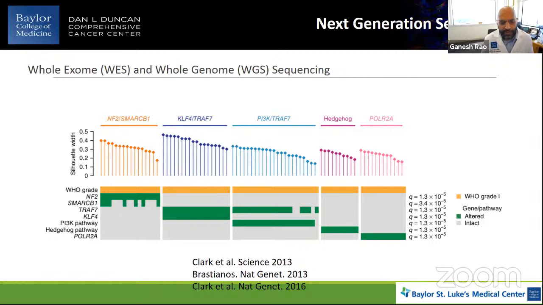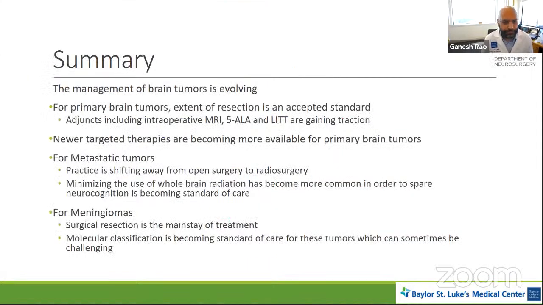And there are some clinical trials now targeting the hedgehog pathway, for example, with smoothened inhibitors, to see if we can potentially treat these with targeted therapy. So to summarize, I appreciate your attention.